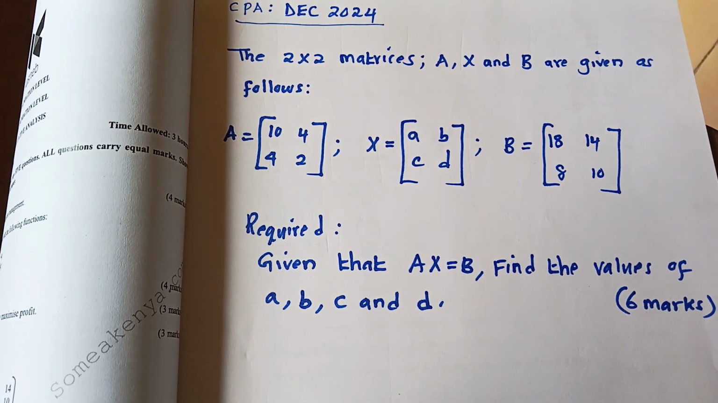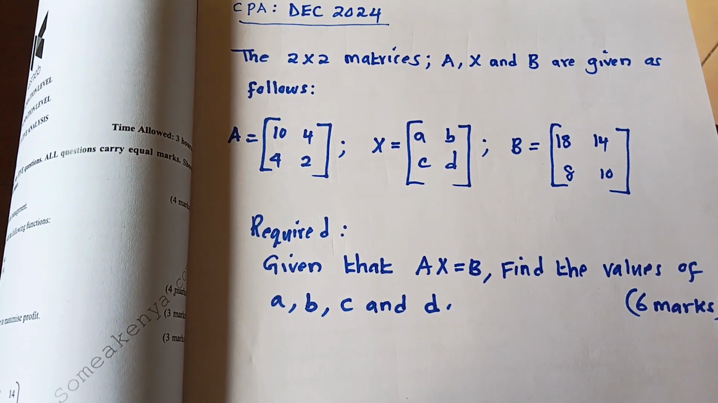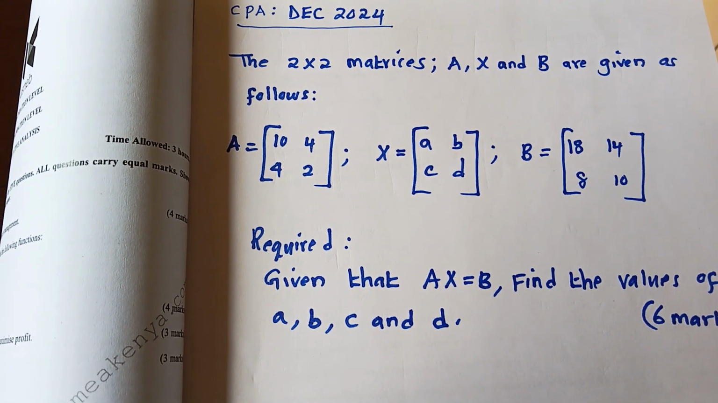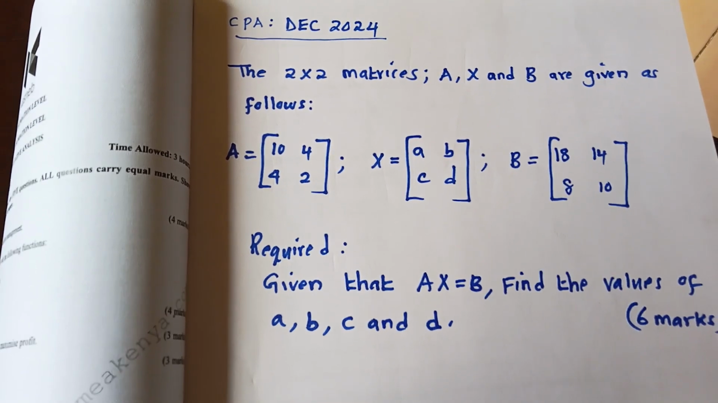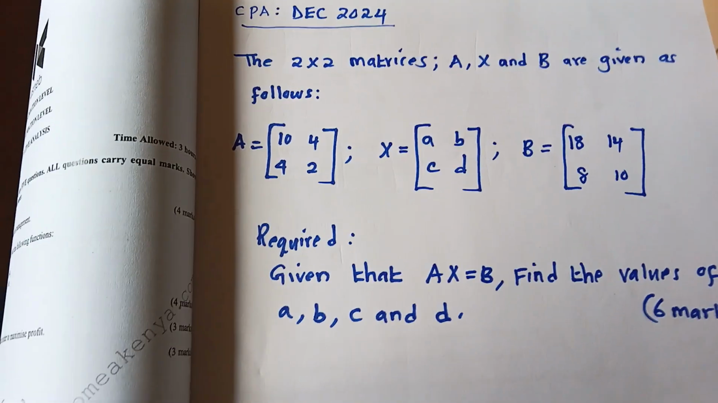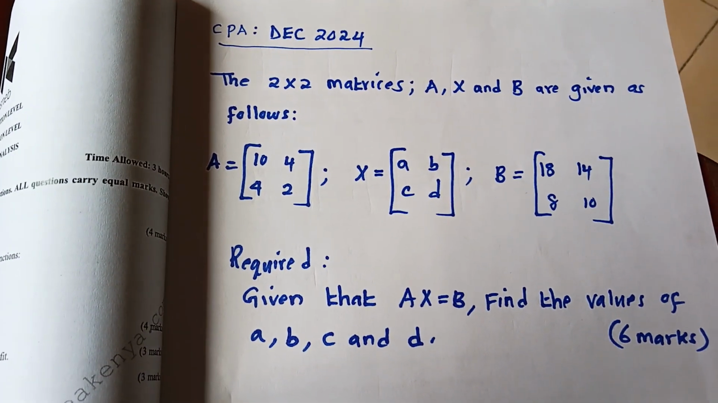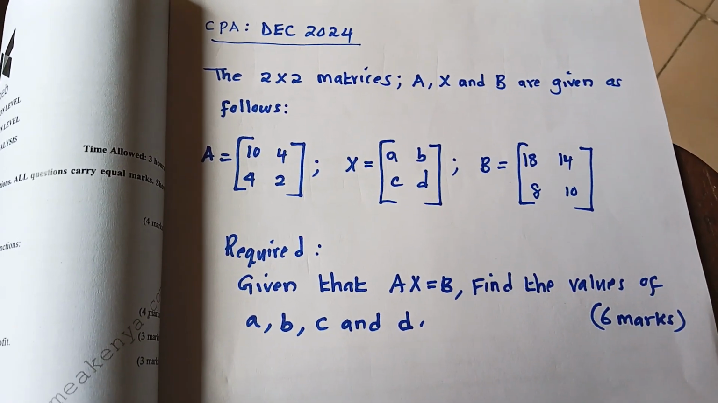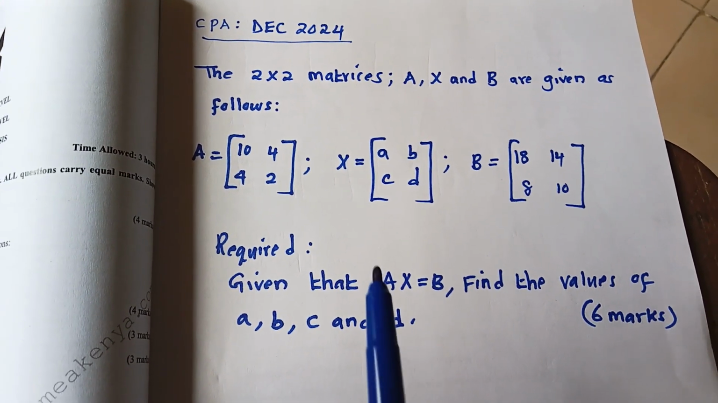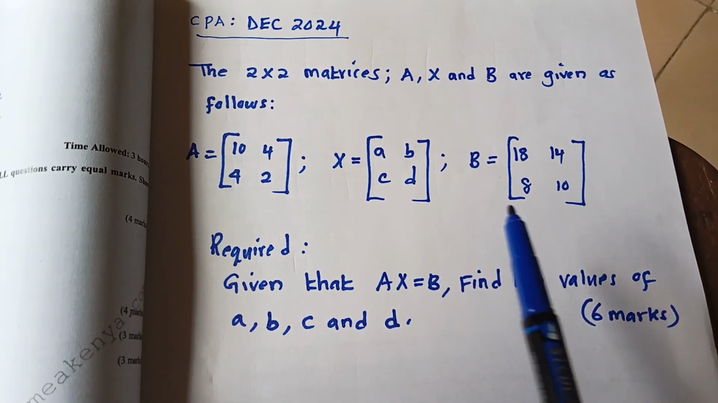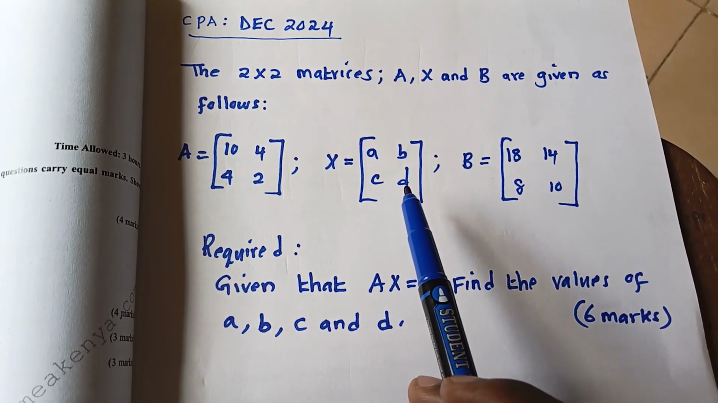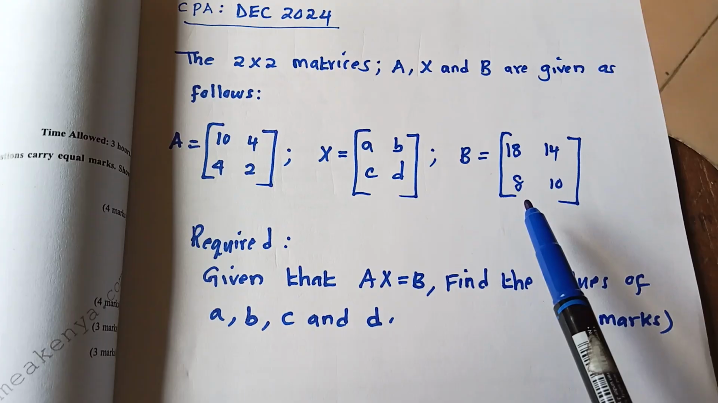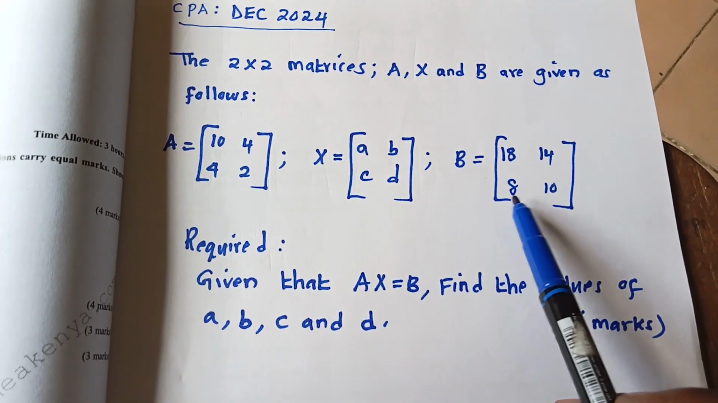Okay, welcome again. Today I want us to do this CPA question that was tested in the year 2024. The question says the 2 by 2 matrices, that is A, X, and B, are given as follows. We have matrix A, whose elements are 10, 4, 4, and 2. Then you have matrix X, whose elements are A, B, C, and D. And matrix B, whose elements are 18, 14, 8, and 10.